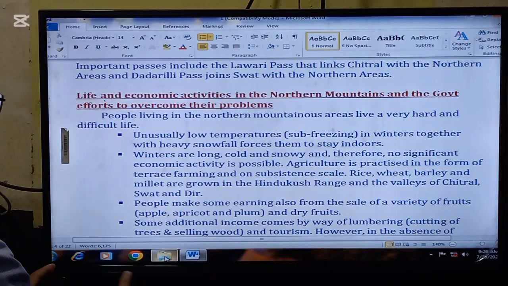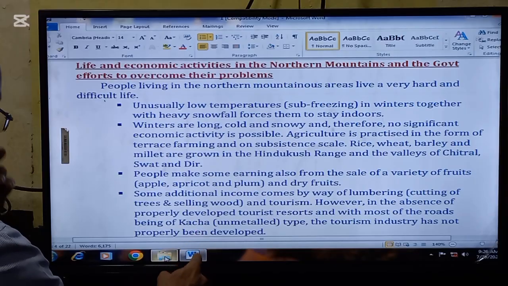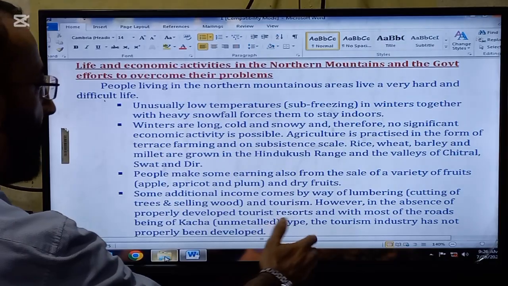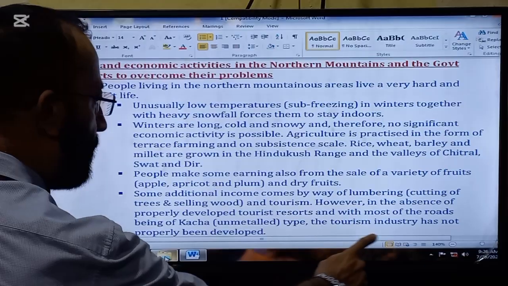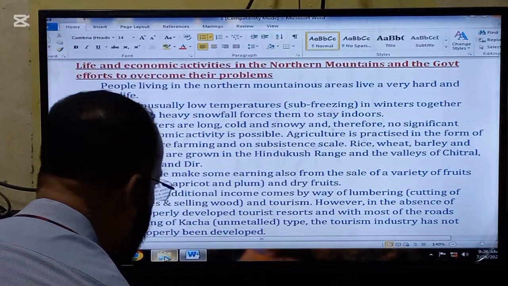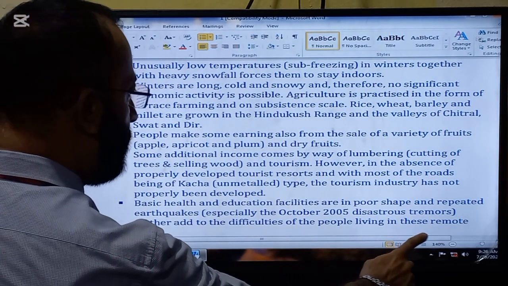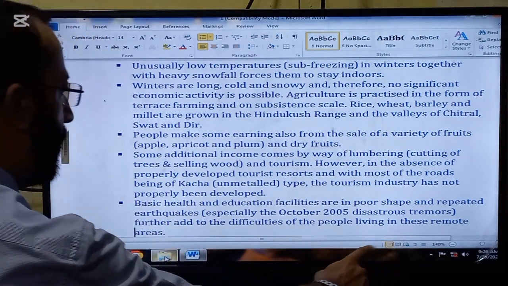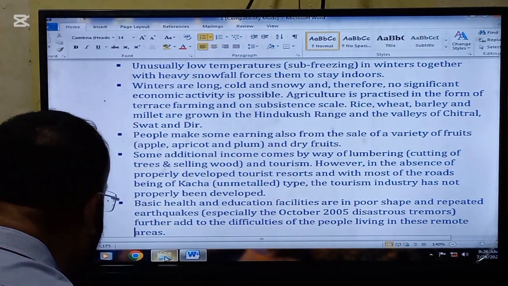dry fruits. Some additional income comes by way of lumbering, that is cutting of trees and selling wood, and tourism. However, in the absence of properly developed tourist resorts and with most of the roads being kacha, that is unmetalled type, the tourism industry has not properly been developed. So in this way, their earning from tourism is also very less. Basic health and education facilities are in poor shape, and repeated earthquakes, especially the October 2005 disastrous tremors, further add to the difficulties of the people living in these remote areas.